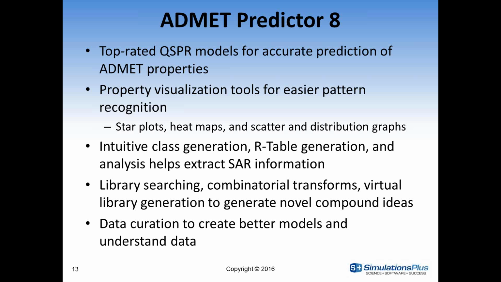These include star plots, heat maps, scatter and distribution plots. We can intuitively create classes, R-table generation, analysis. I need to mention, though, that this is an extra module called AP_MedChem Studio. So that's an additional license feature. It will allow you to do library searching, combinatorial transfer, form, etc.